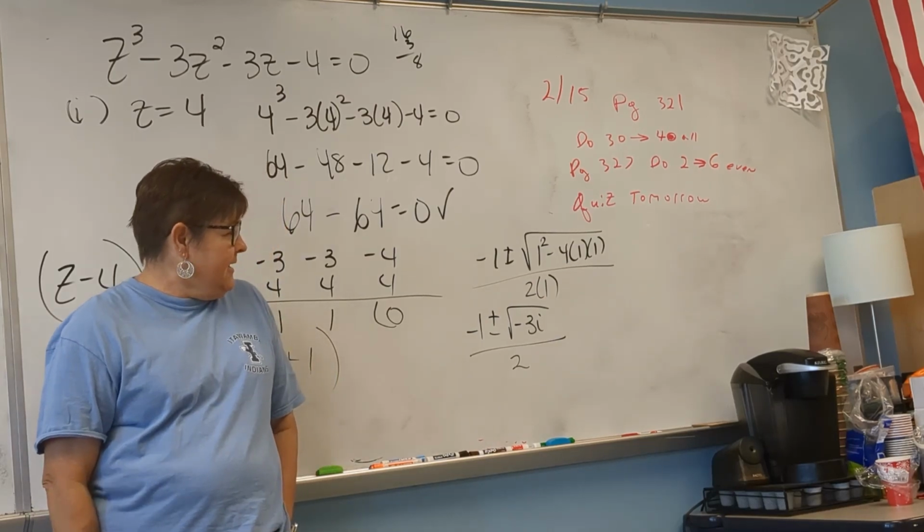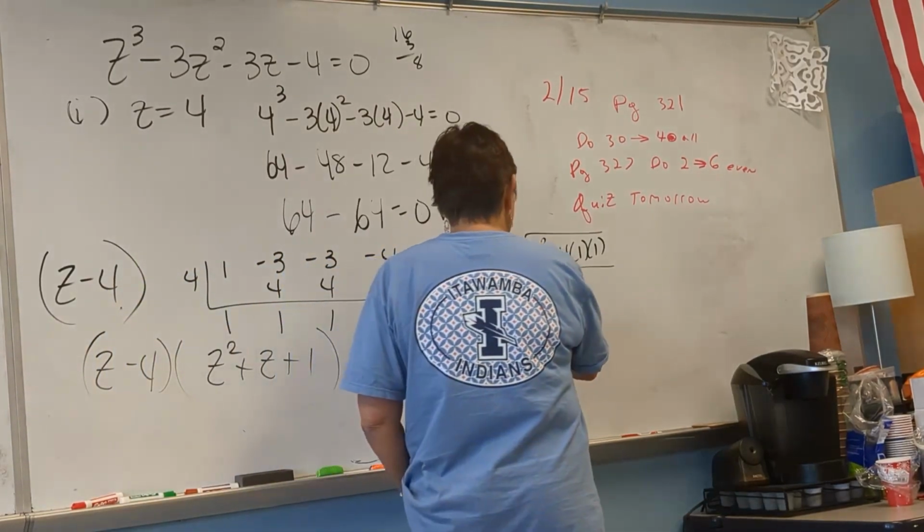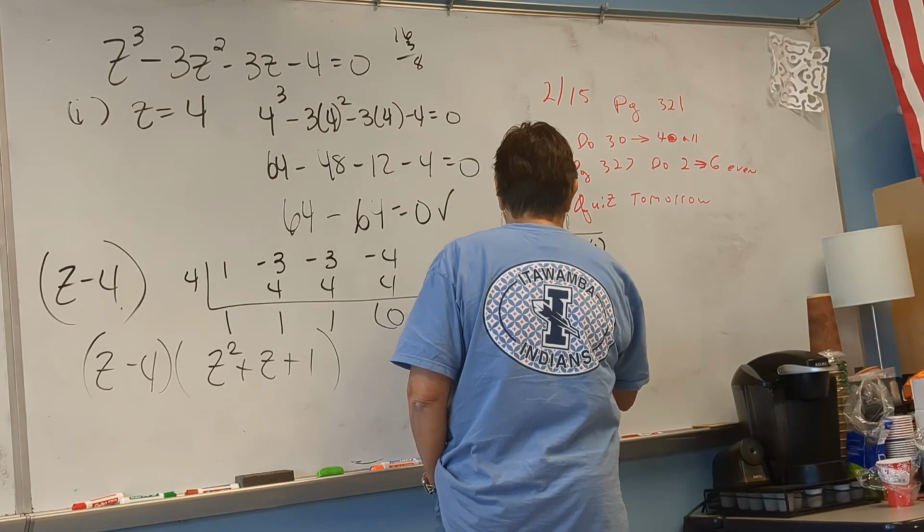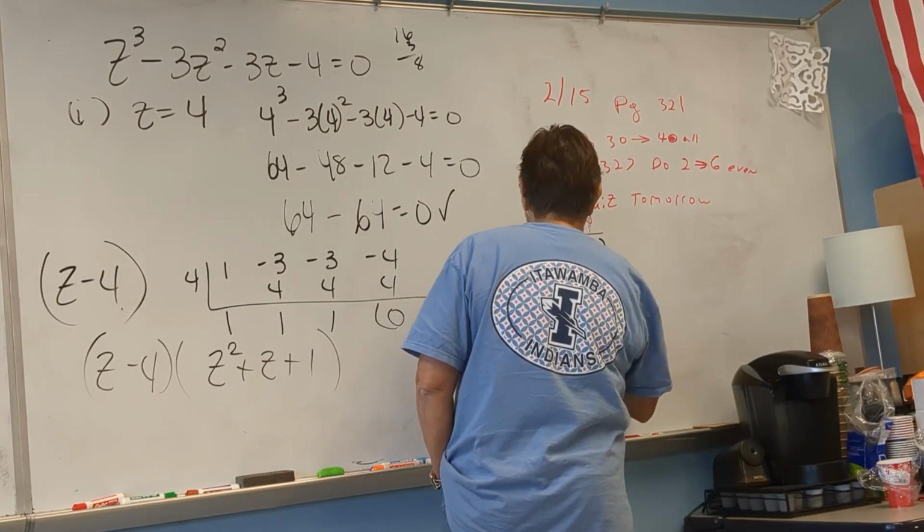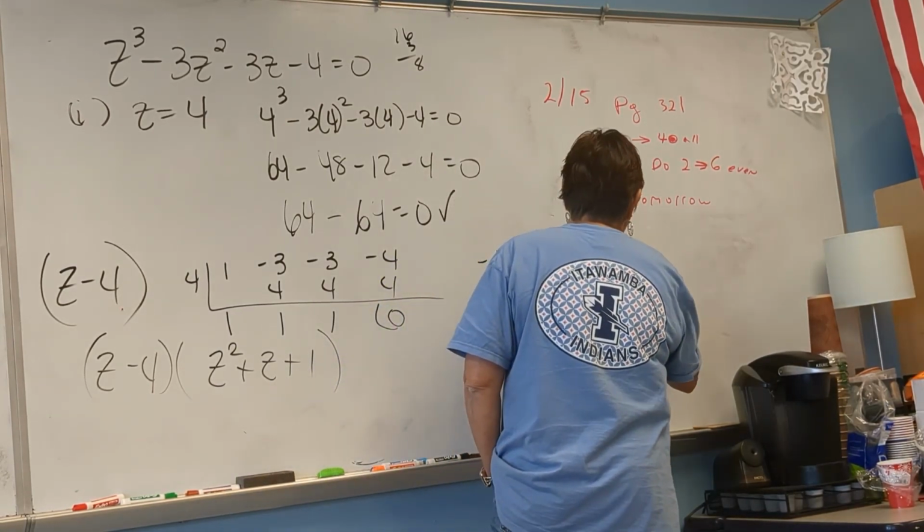Negative b plus or minus the square root of b squared minus 4ac, all over 2a. So 1 minus 4 is negative 3. Oh, did I already do the i? Jumped the gun there. Negative 1 plus or minus the square root of 3 i, all over 2.